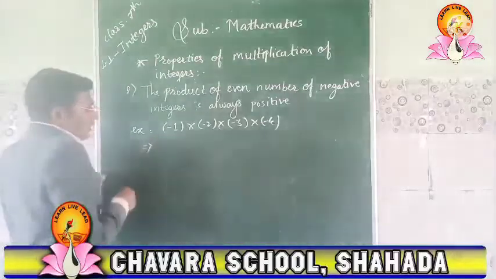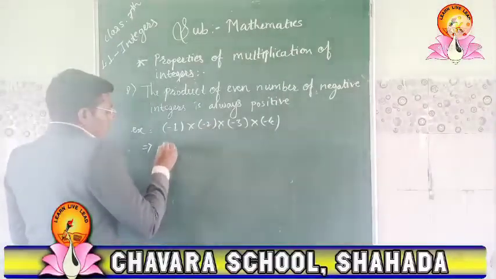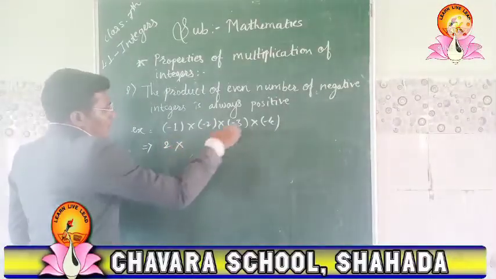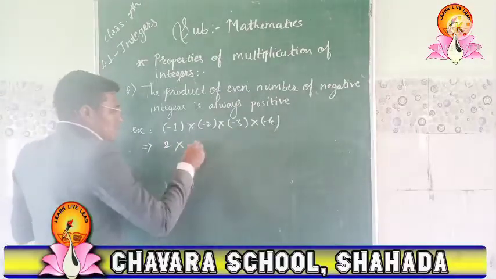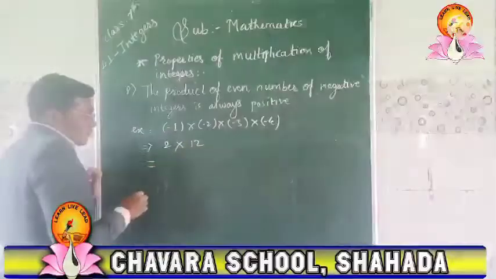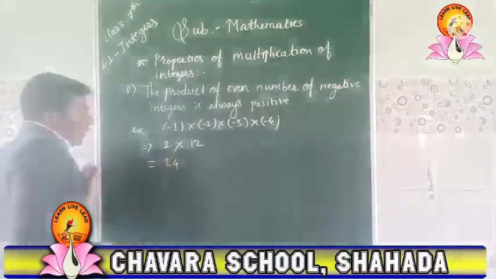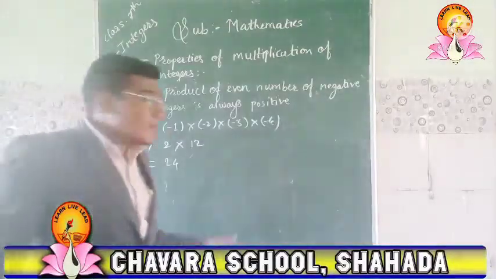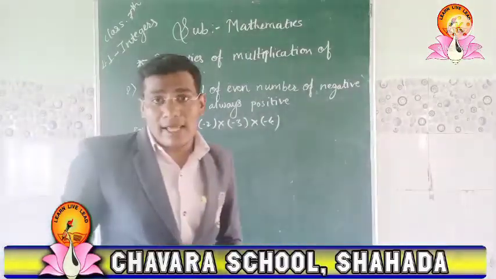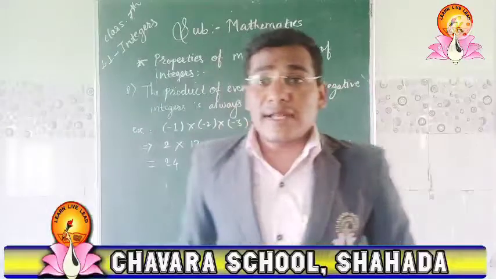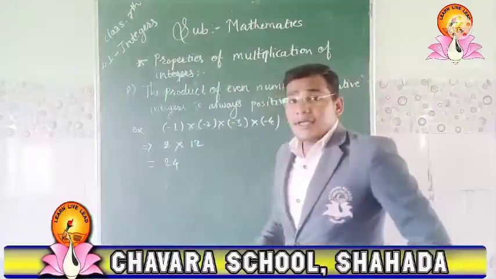So let me solve it. -1 multiplied by -2 is positive 2. And -3 multiplied by -4 is positive 12. And 2 12s are 24. From this we understand that whenever negative integers are multiplied an even number of times, the answer we always get is a positive integer.